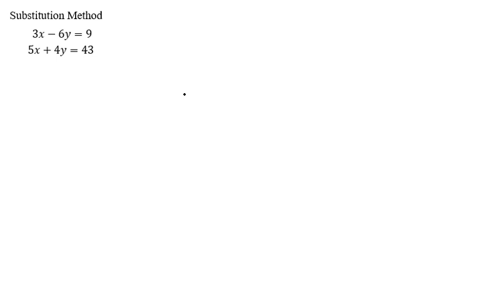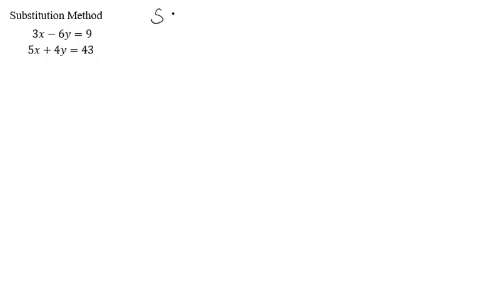Today we're solving a system of equations by using the substitution method. The system that we are solving is 3x minus 6y is equal to 9 and 5x plus 4y equals 43.